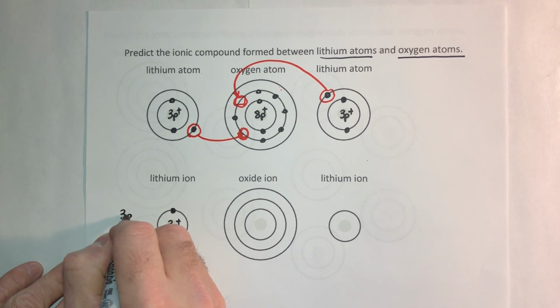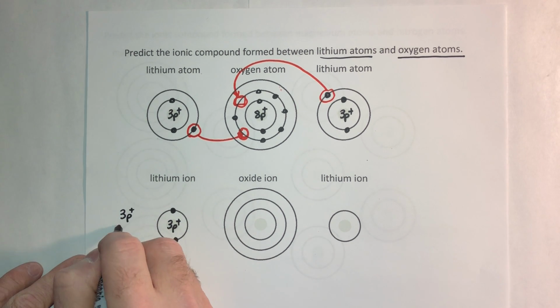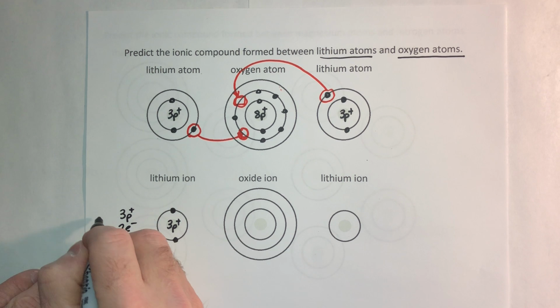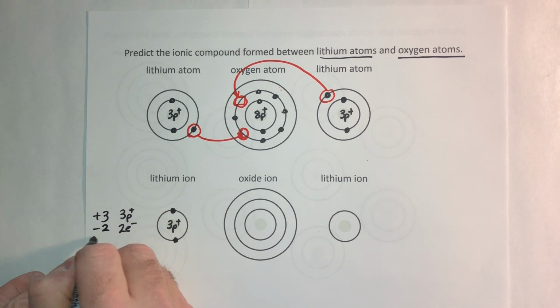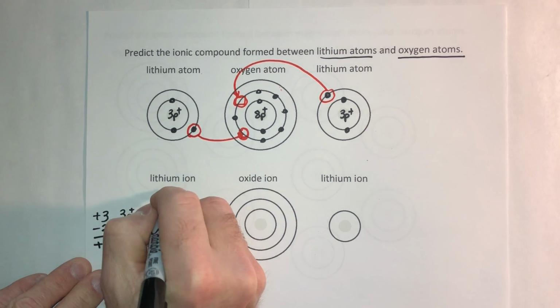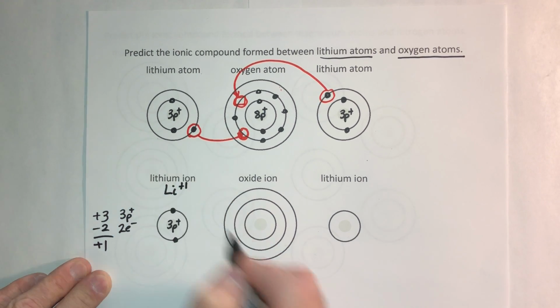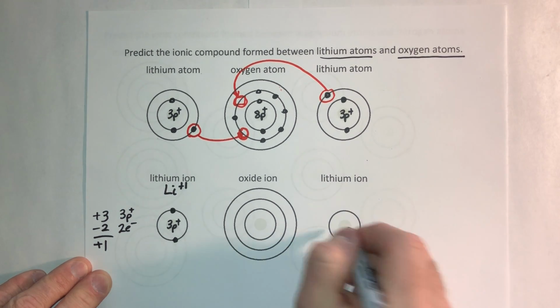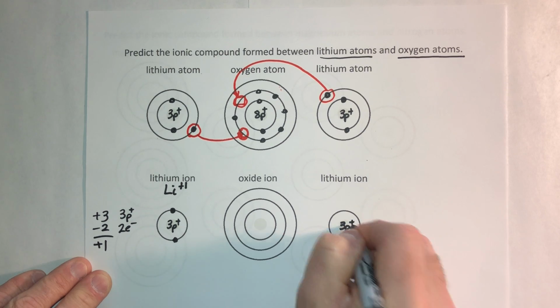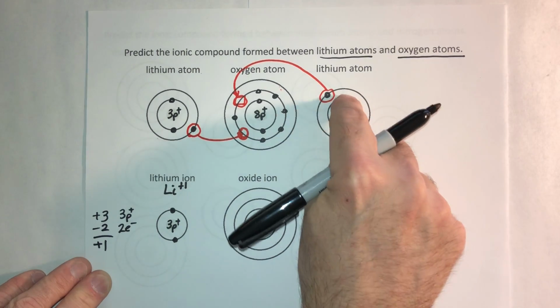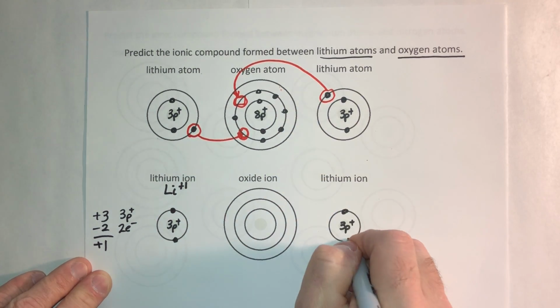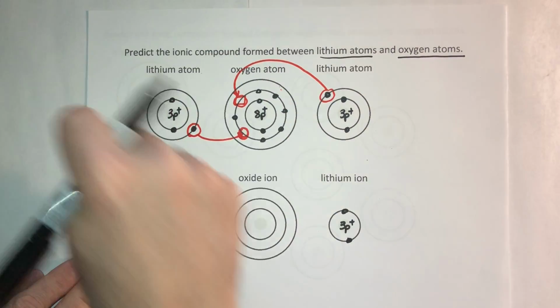It is a 3 proton, but only 2 electron thing. So that gives you +3, -2, gives me a +1. So this lithium has a +1 charge. This lithium over here, 3 protons. It has 2 electrons in the inner ring, which it keeps, but it gave away the other one.